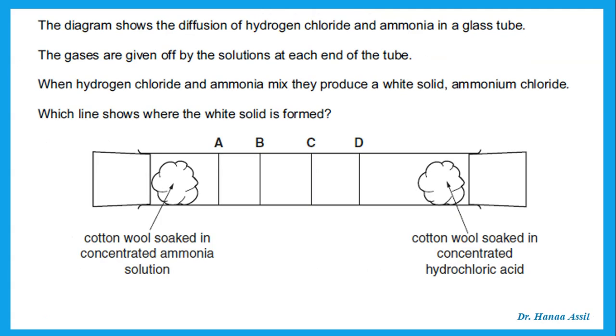So if we have this, we have again ammonia on one end and the HCl on the other. Which line shows where the white solid is formed? Of course, we said it is formed nearer to the HCl because the HCl particles are heavier, have a higher molecular mass, and diffuse slower.